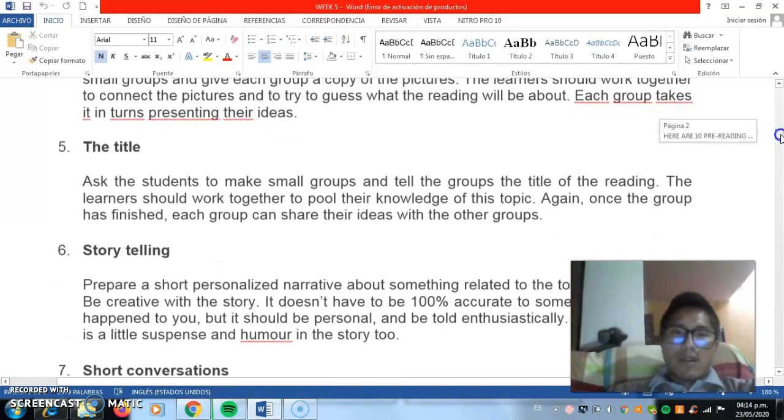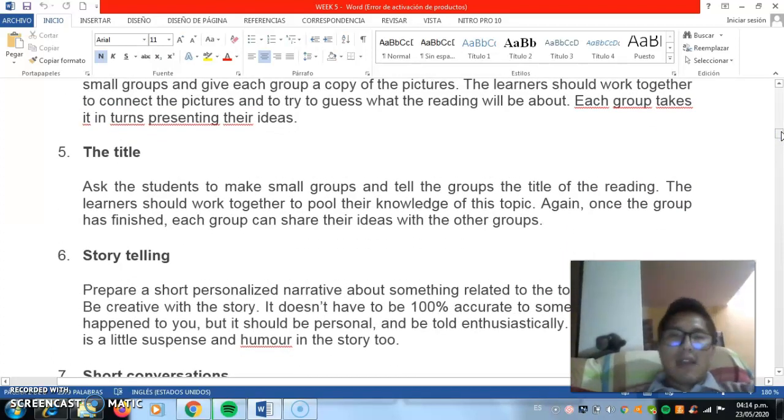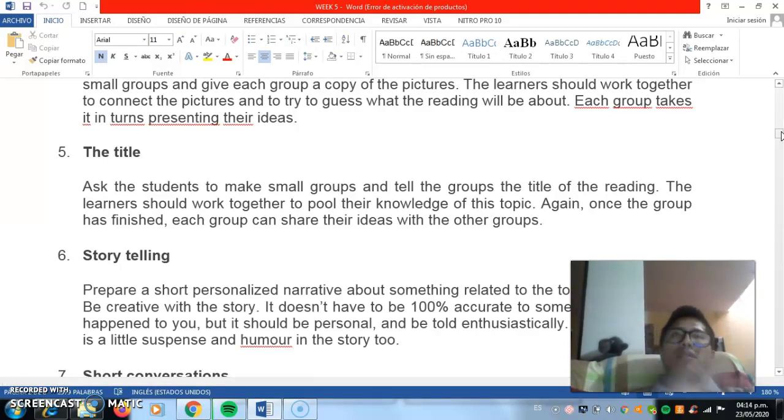The title. Yes, we can have the title, for example, "Technology is our enemy or friend." This is the title of the reading. So students, what do you think about it? What's your idea? Do you agree, disagree? What can you tell me? And the students give feedback or some important ideas in order to understand the future reading much better. That is true.